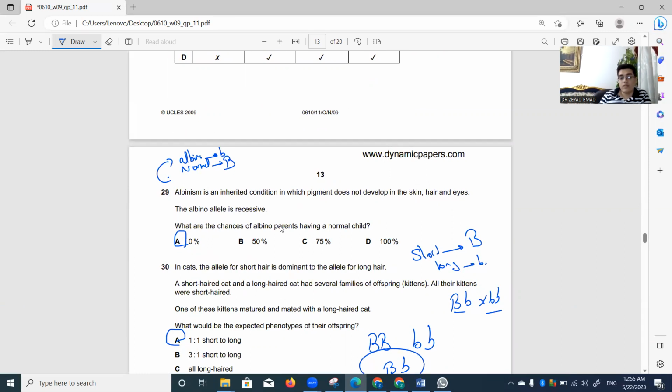What are the chances of albino parents having a normal child? Albino parents are p small p small and p small p small. So if an albino male marries an albino female, all their offspring are p small p small. So all of them are albino. So the chance that they have a normal child is 0%.